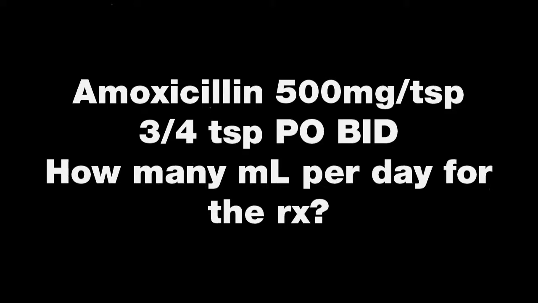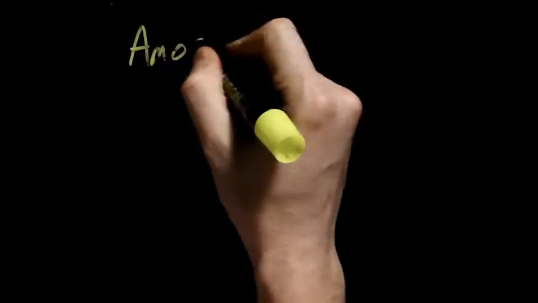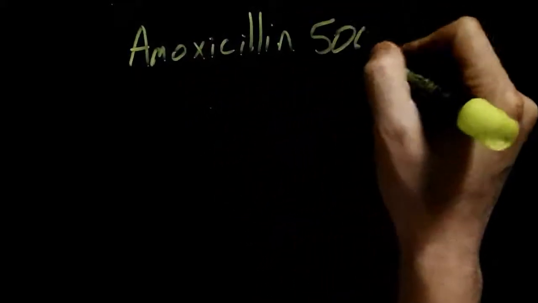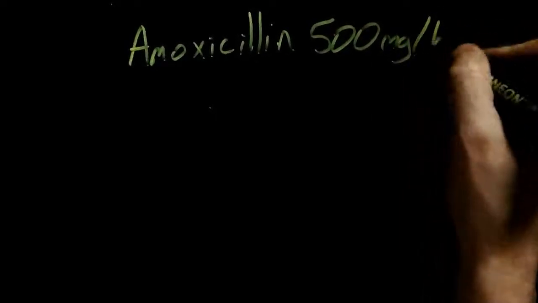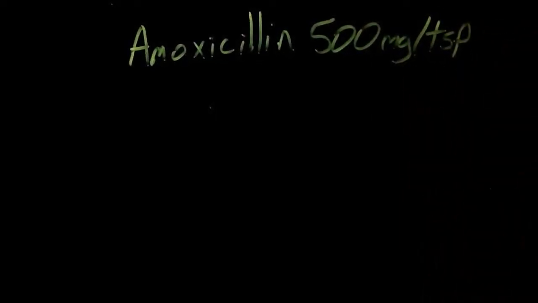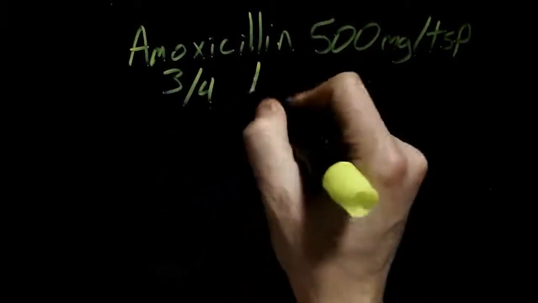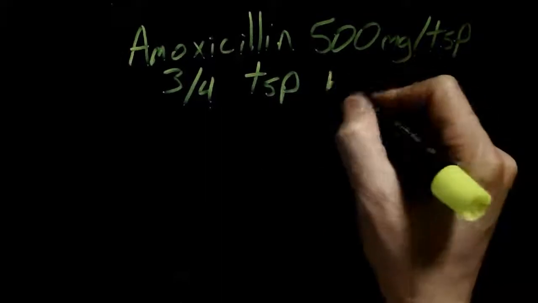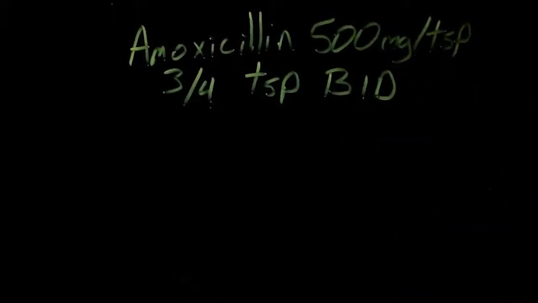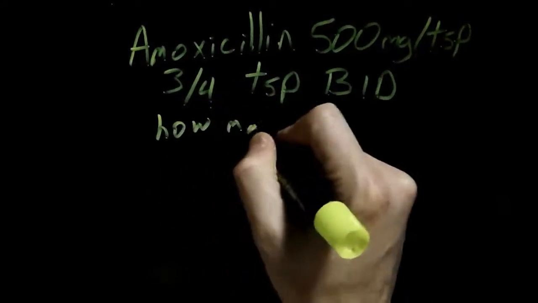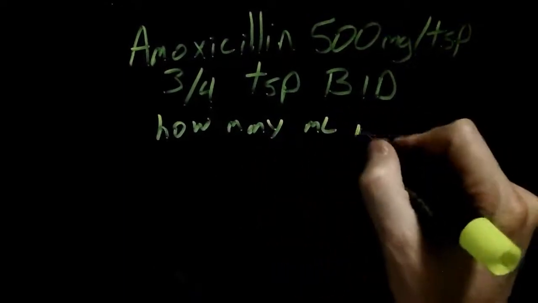Well, let's just start off with what we know. We know we have amoxicillin, 500 milligrams per teaspoon. Simple enough so far. We also know that it's written for 3/4 of a teaspoon twice a day. I know you know your pharmacy shorthand by now. And the question is, how many mils per day?